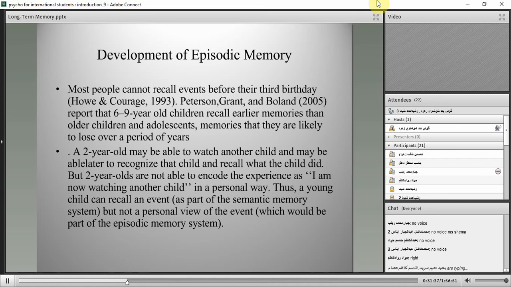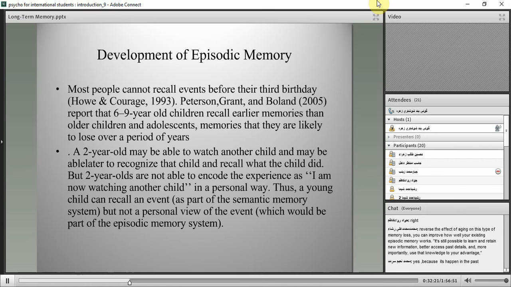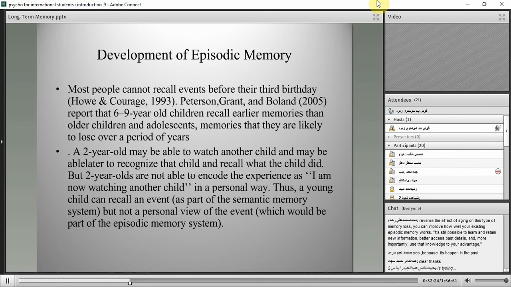And the last point about that is, as I stated, a 2-year-old may be able to watch another child, recognize that child and recall what that child did, but he cannot tell about that experience from a personal point of view. And that's all with our discussion concerning the information processing system. If you have questions, please raise them. Otherwise, I will shift to another topic I assigned to you, that is social interactionism.